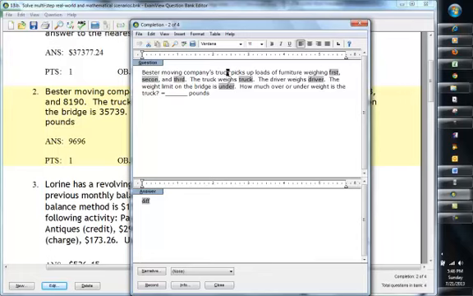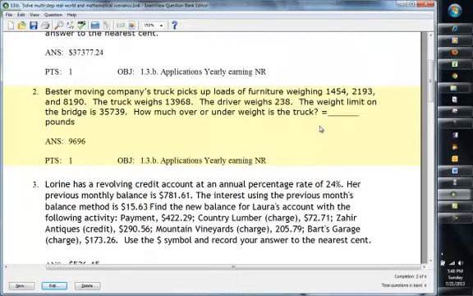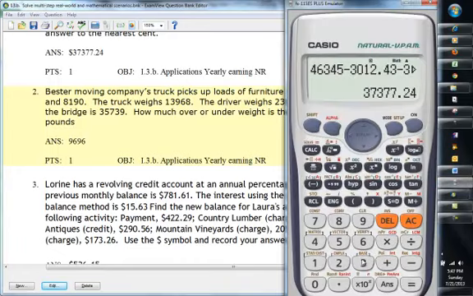Vester Moving Company's truck picks up loads of furniture weighing these amounts. The truck weighs this amount, the driver weighs this amount, the weight limit on the bridge is that amount. So what we need to do is start with the weight that the bridge can take. It can take 35,739.